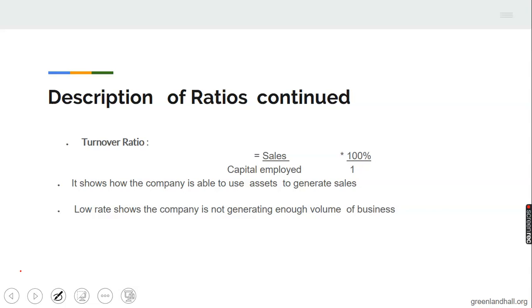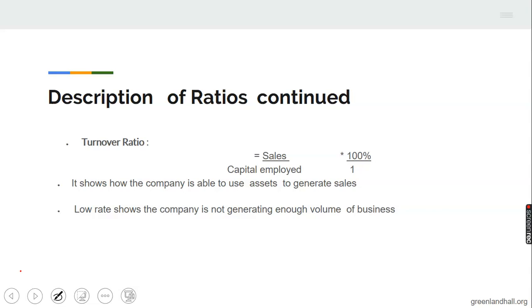Turnover ratio. The turnover ratio is the relationship between the sales and capital employed times 100%. It reveals how the company is able to use assets to make sales or to generate sales.